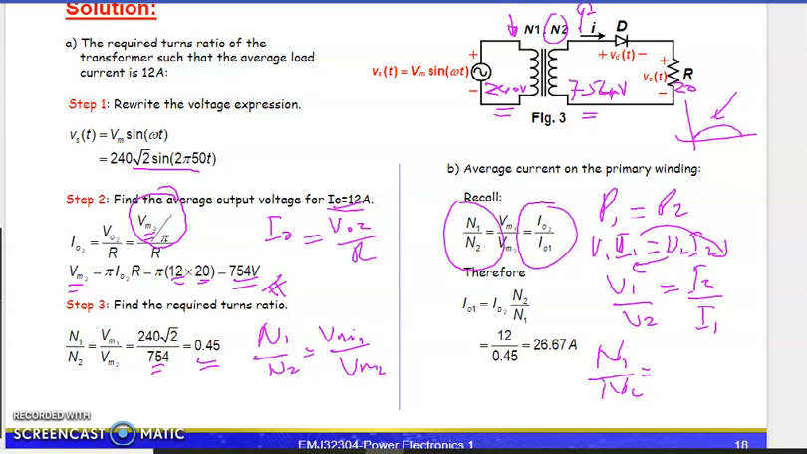So you will get this number, or the value of current I1, the primary current here, which is equal to 26.67 ampere. If you cannot remember the equation, just remember this one. You derive it from P1 and P2 being the same. So V1I1 is equal to V2I2. So you can cross-multiply and find the equation. Because we already know the current here, which is 12 ampere, and I2 is already known, the only unknown is our I1 here. So you get I1 with the value of 26.67 ampere.